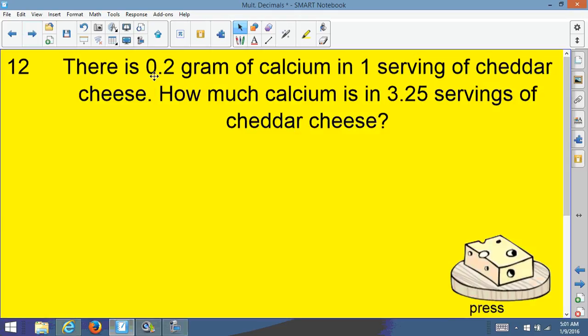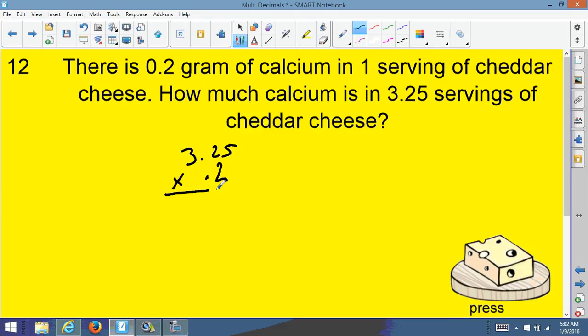Here's another question. There is 0.2 gram of calcium in 1 serving of cheddar cheese. How much calcium is in 3.25 servings of cheddar cheese? So it looks like we increased our servings from 1 to 3 times, or 3.25 times, as many servings of calcium. So let's get a pen, and let's go back to blue or black. So I am starting with 3.25 servings, and I have 0.2 grams of calcium. So I have 3 times as much servings of calcium in it. So that means I'm going to multiply.